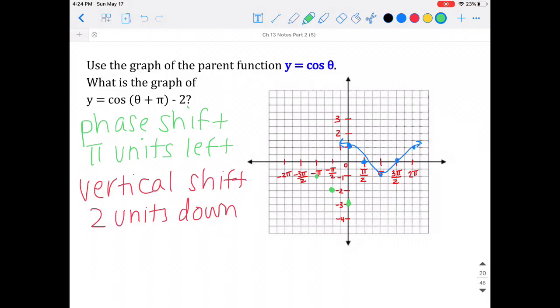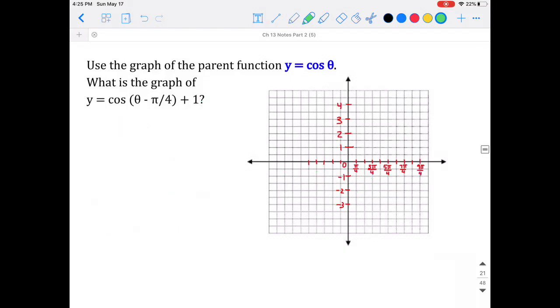(3 pi over 2, 0), we go from 3 pi over 2 to pi over 2, from 0 to negative 2. And 2 pi, horizontally, we go from 2 pi to pi, that's a shift of pi units to the left, and from 1, we go to negative 1. So after a phase shift of pi units to the left and a vertical shift of 2 units down, our parent function, one cycle after this translation, looks like that.